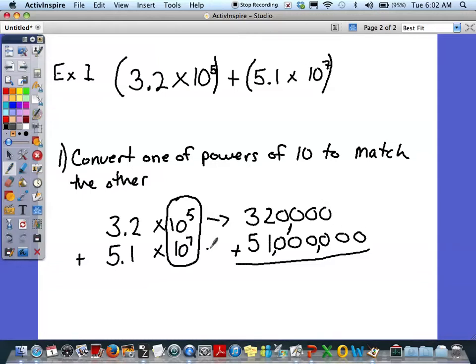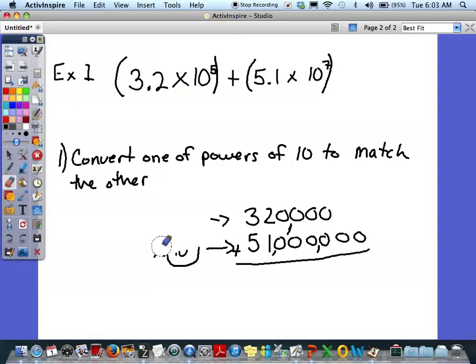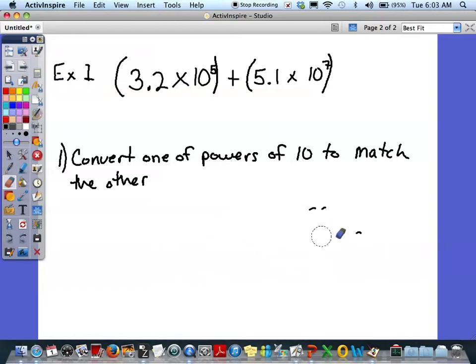So that's a problem. The first thing that we want to do is convert one of the powers of 10 to match the other, and we can't do it this way. One way we can do it is decide to make one power of 10 larger or one power of 10 smaller. I personally like to take the smaller power of 10 and make it larger.